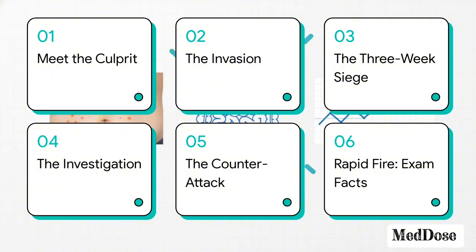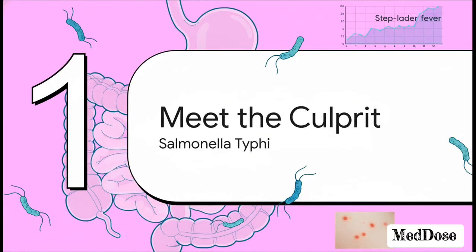So here's our game plan. First, we'll meet the villain of the story. Then we'll track its invasion, focusing on a key location called the Peyer's patches. We'll map out that classic 3-week clinical timeline, then cover diagnosis and treatment. And we'll wrap it all up with a rapid-fire summary of the absolute must-know facts.